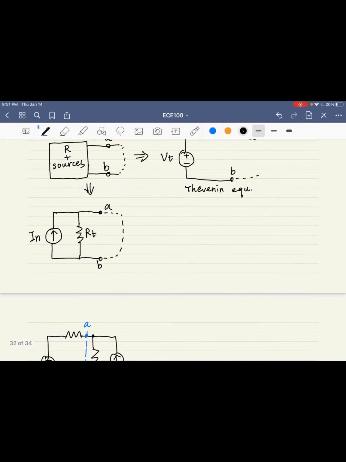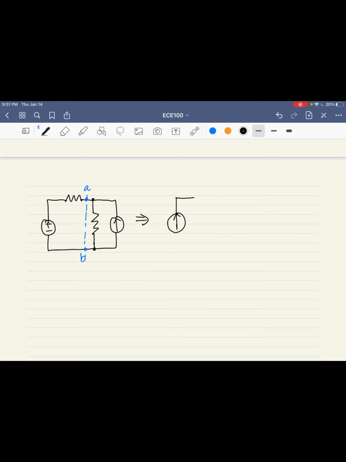They can transform to each other too. So by doing this, an equivalent circuit will look like this. Very good. So now you see that you can combine them and solve the question.